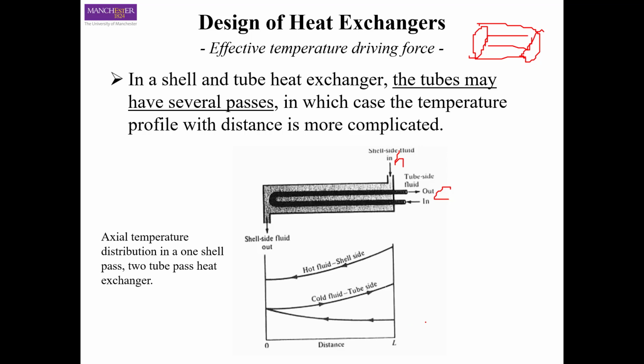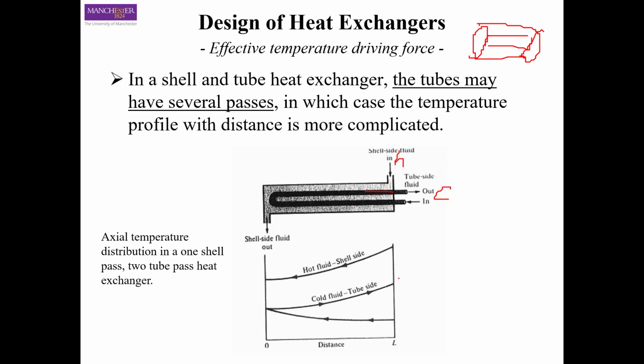You can see that the flow pattern is co-current, and then you reach the end of the tube pass and enter the second tube pass, and now the flow pattern is countercurrent. So you now have a situation where you have both co-current and countercurrent flow, and that complicates your situation in terms of what the delta T available is.